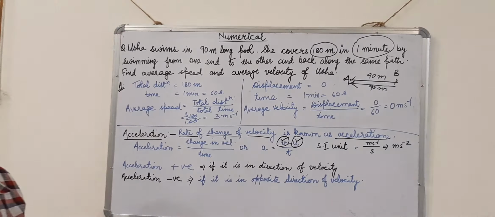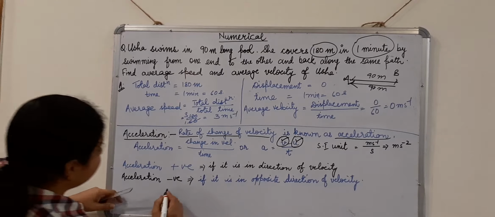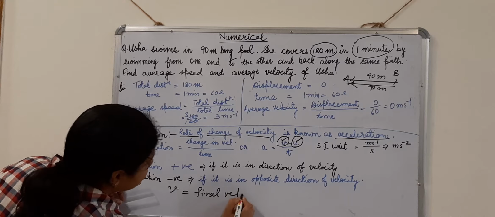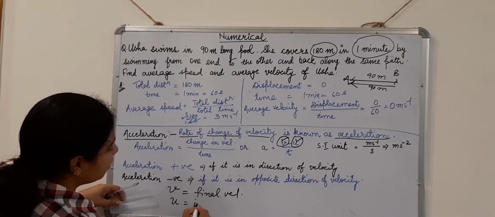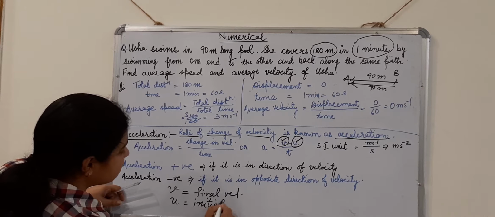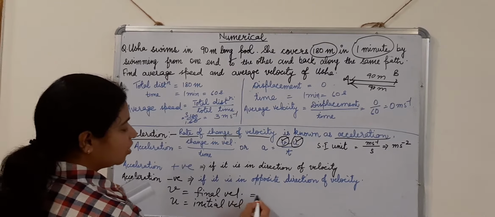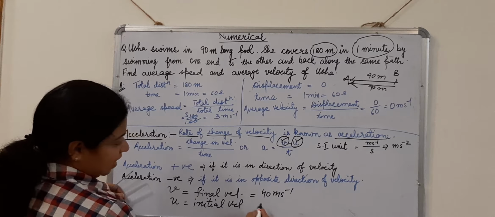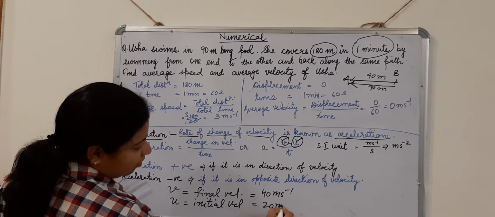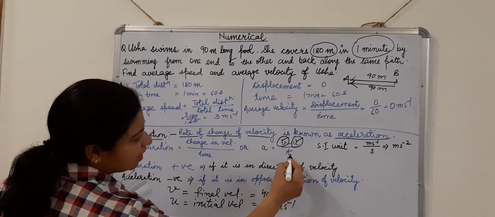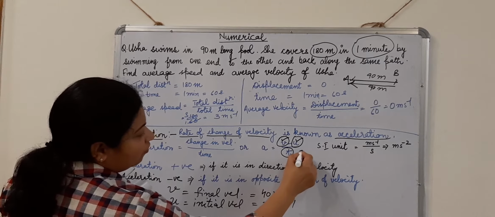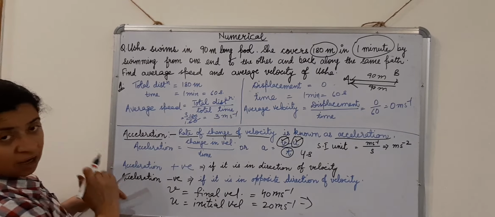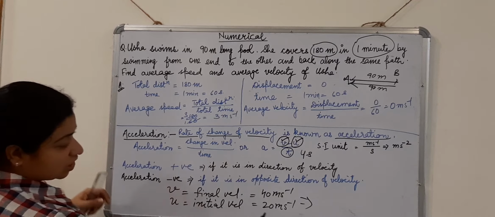V is our final velocity, and U is our initial velocity. What was our final velocity? In the example I talked about, it was 40 meter per second. Initially, when it started, it picked up from 20 meter per second. Suppose it has taken 4 seconds, then if I put the values in this formula, I get the change in velocity.